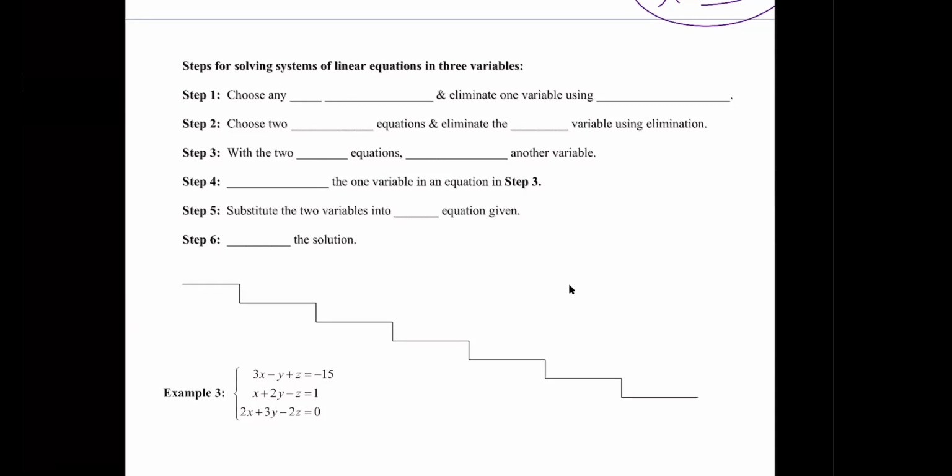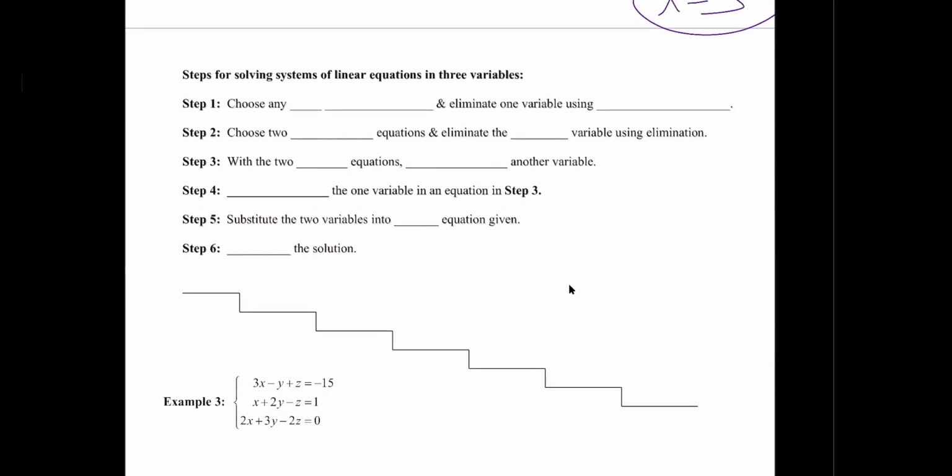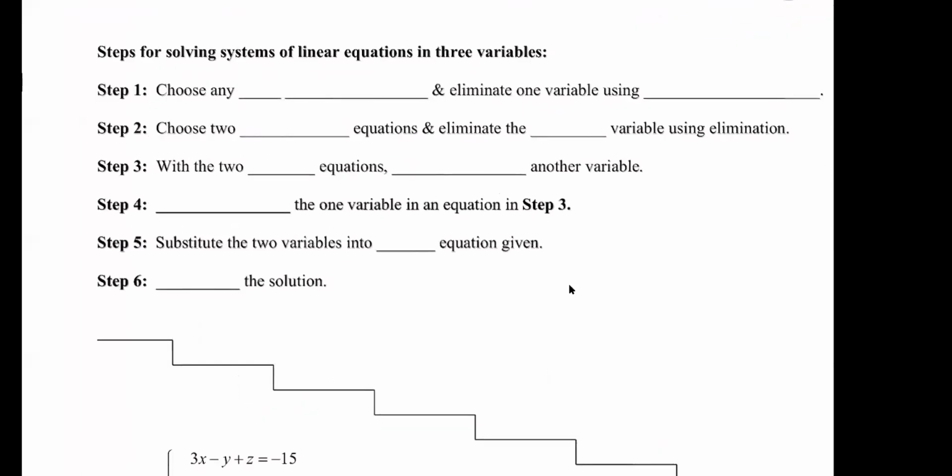There are these 6 steps we're basically going to be following in these problems, but a lot of times when you're doing problems, nice things will happen, and sometimes you'll be able to skip steps. We'll see that as we go through examples today. But your first step is you're going to choose any 2 equations, and you're going to eliminate one of your variables using elimination.